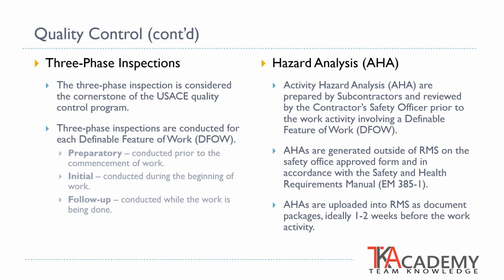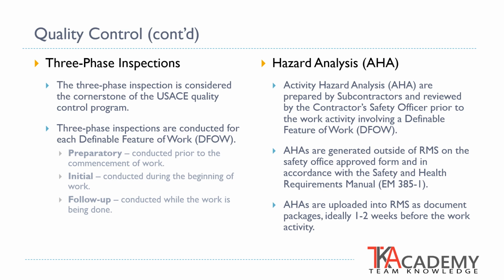Preparatory inspections occur prior to the commencement of any work. The initial inspection is conducted at the beginning of work. Follow-up inspections occur regularly as the work progresses. Before any work can occur, there must be at least a preparatory and initial inspection.